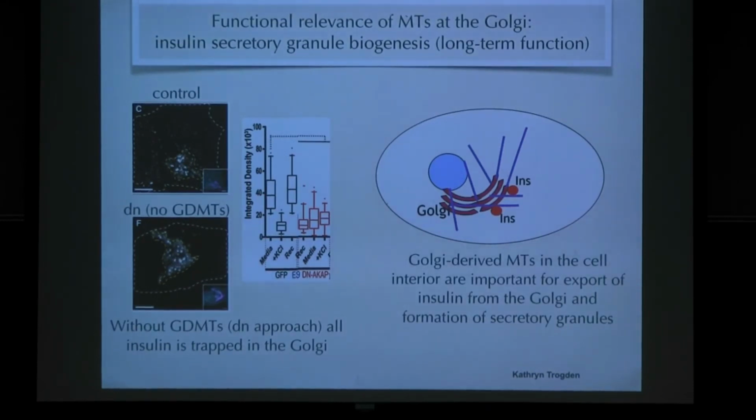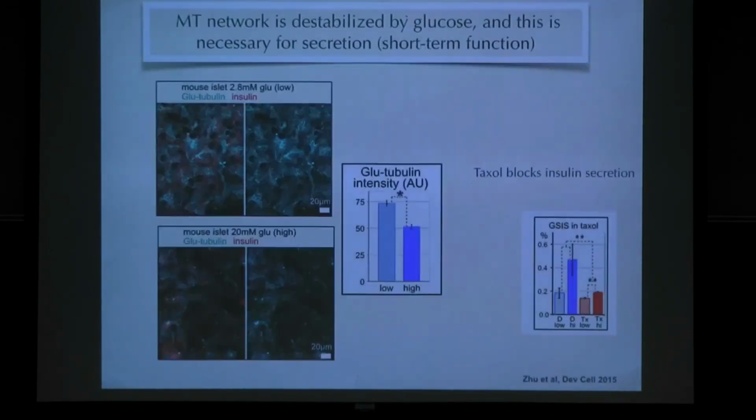When I said that without microtubules, insulin secretion is increased, this is under the situation when insulin granules are present in the cytoplasm. It is short term. I'll get back to it, hopefully. And I don't see the timer, so please let me know if I'm running too late.